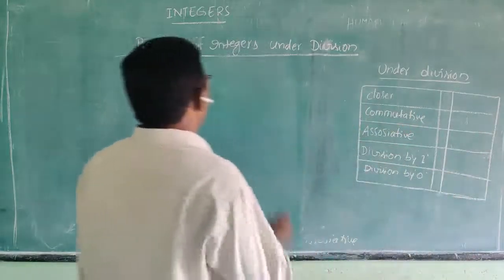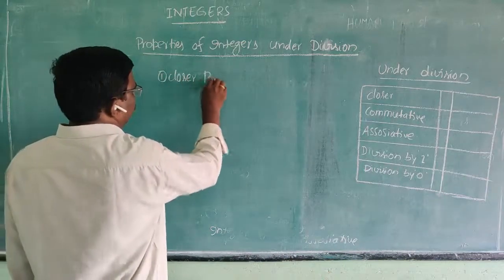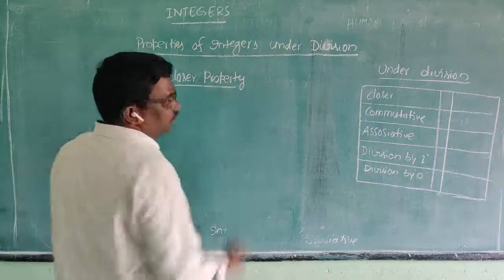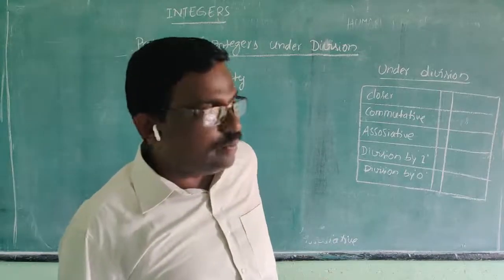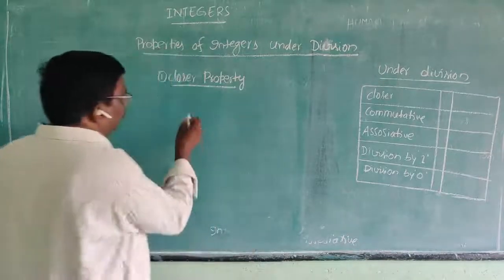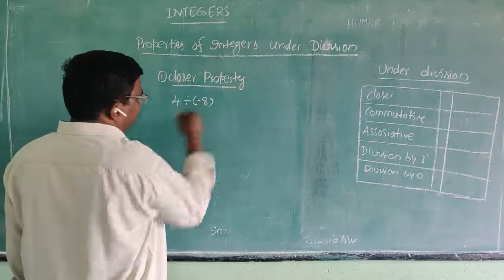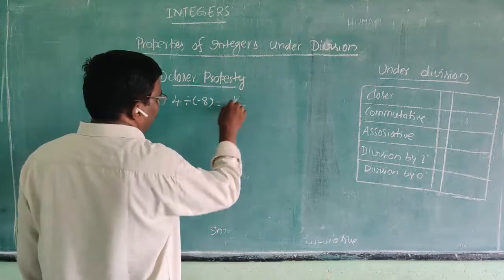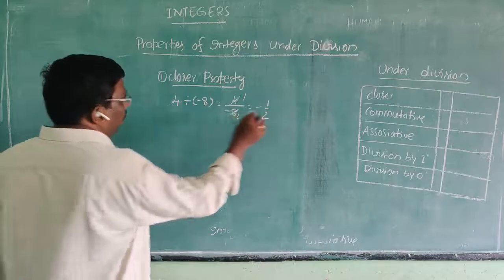First one, closure property. Let us take an example. Consider the integers 4 and minus 8. 4 divided by minus 8 equals 4 by minus 8, which is minus 1 by 2. Not an integer.